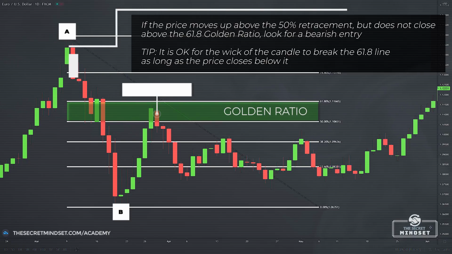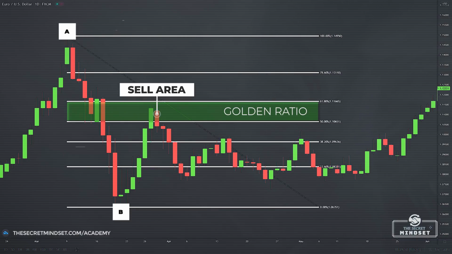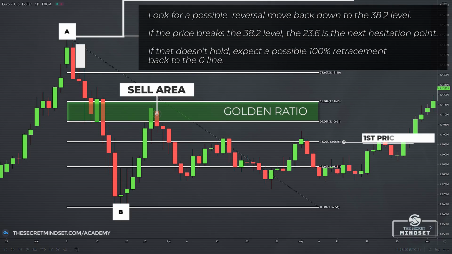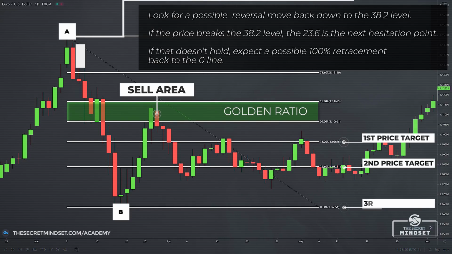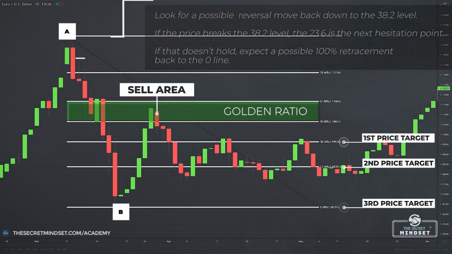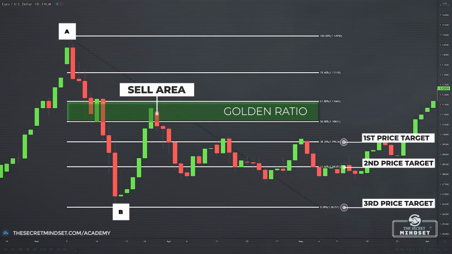bearish entry. It's okay for the wick of the candle to break the 61.8 line as long as the price closes below it. As the price bounces from the 61.8 Golden Ratio, look for a possible reversal move back down to the 38.2 level. If the price breaks the 38.2 level, the 23.6 may be its next hesitation point. If that doesn't hold, expect a possible 100% retracement back to the zero line. These levels are good potential places to consider scaling out of the trade.